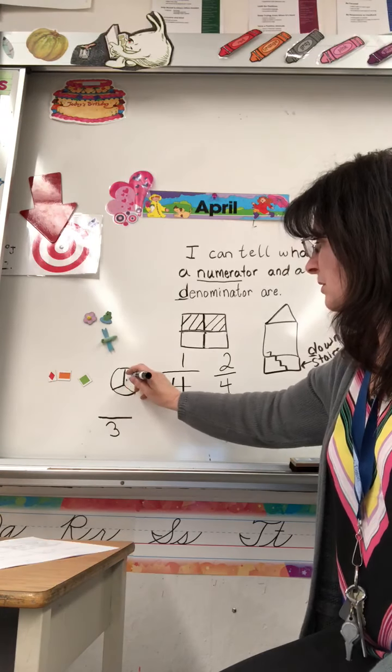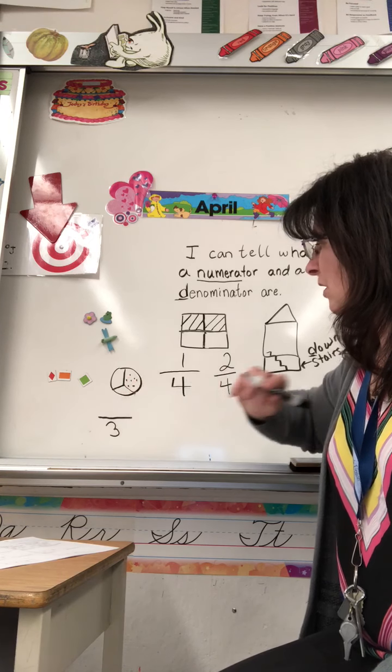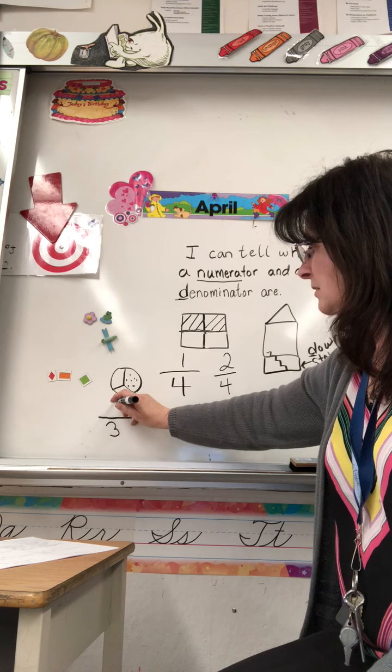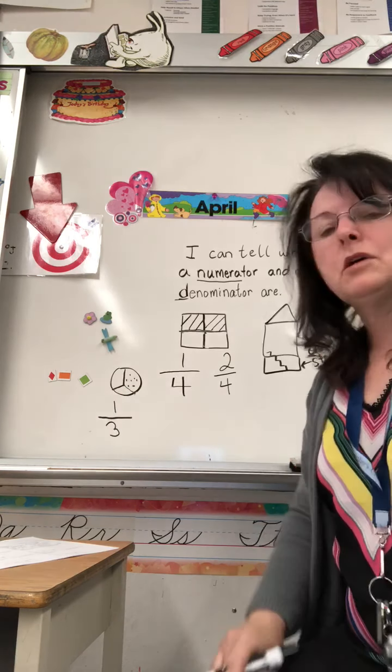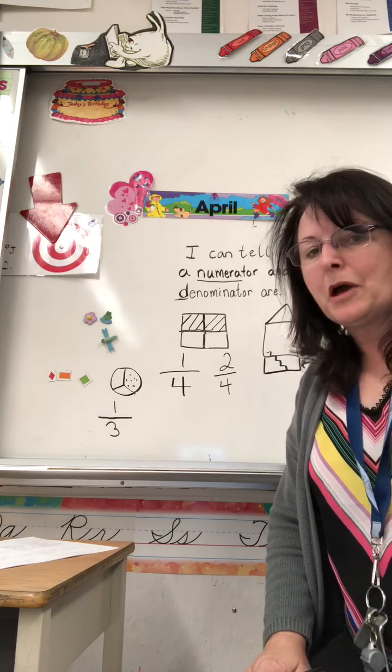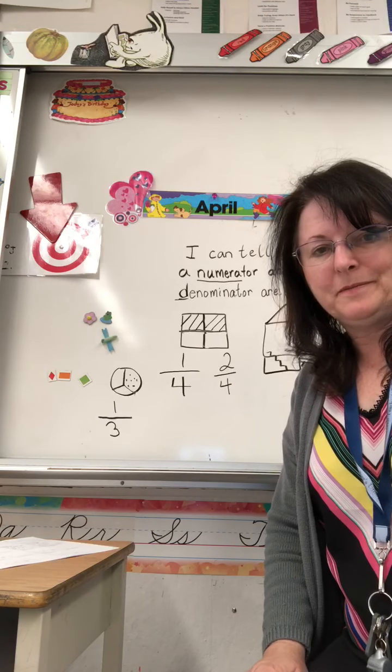And you could maybe polka dot one of these. So now you've got 1 polka dotted out of 3. The number polka dotted, the numerator, goes on top. So in your math duotang, I'd like you to experiment creating fractions, thinking about numerator and denominator.